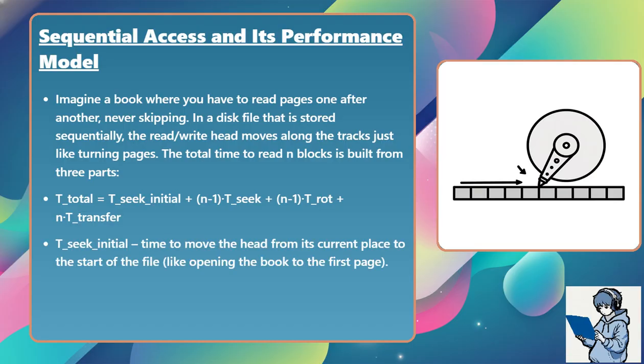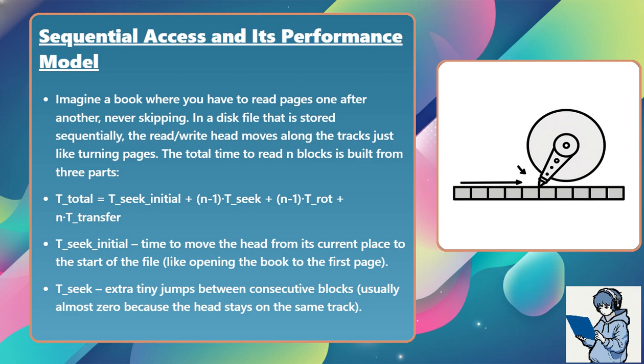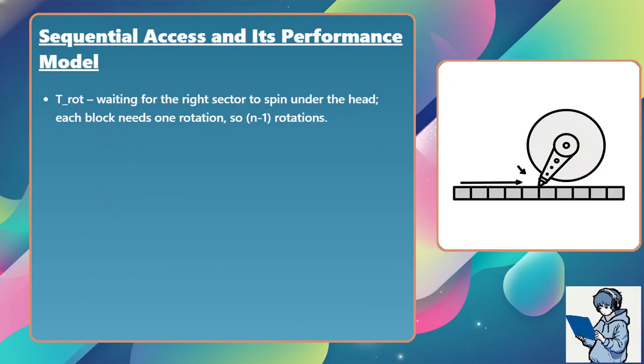T seek initial: time to move the head from its current place to the start of the file, like opening the book to the first page. T seek extra: tiny jumps between consecutive blocks, usually almost 0 because the head stays on the same track. T rot: waiting for the right sector to spin under the head.